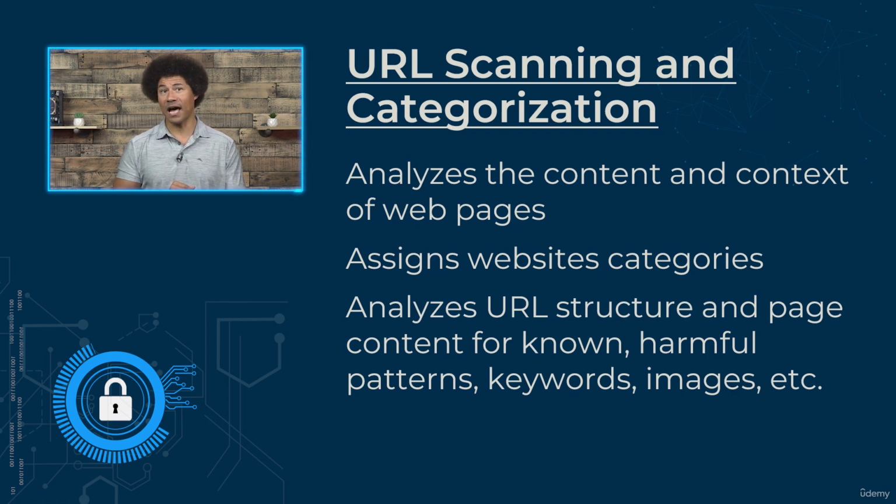This method analyzes the content and context of the actual web pages. It assigns websites to categories like social media, news, auditing, or different content. It analyzes the URL structure for known patterns associated with harmful content. In the end, it evaluates the actual content on the page, looking for keywords, images, and other things.